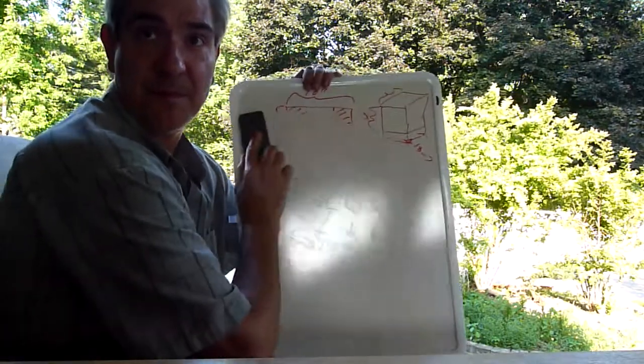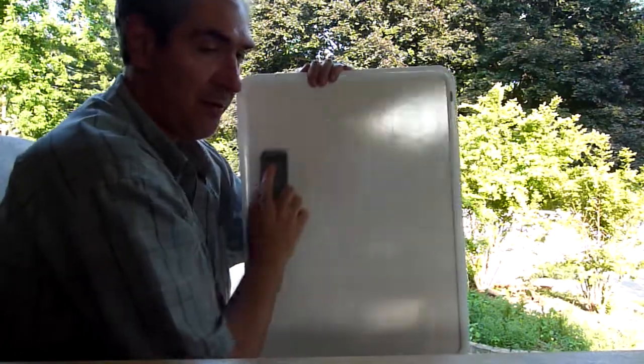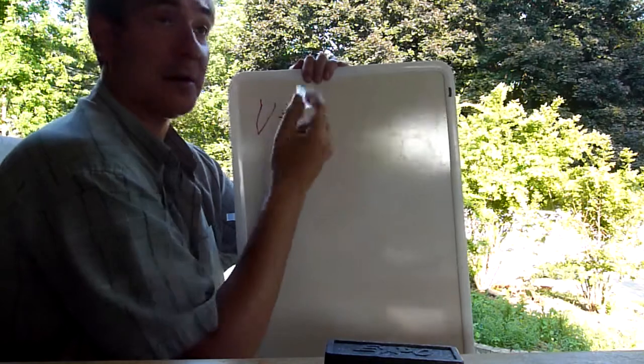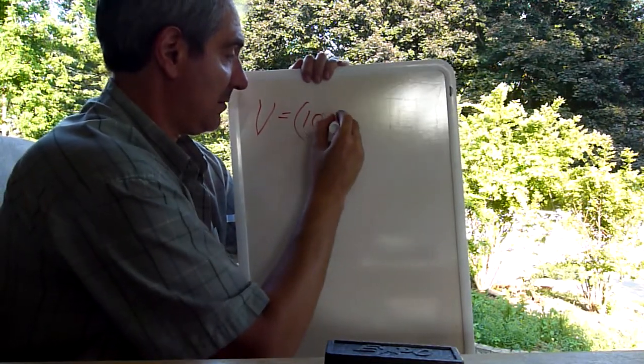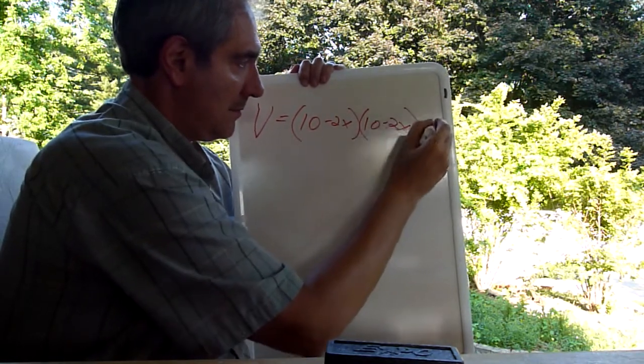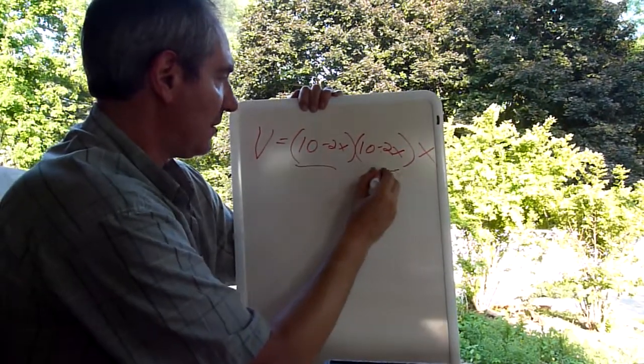Do we have a limit? I don't think so. So, what was it again? Volume equals (10 minus 2x)(10 minus 2x)x. Excellent. Okay, so let's do this first.